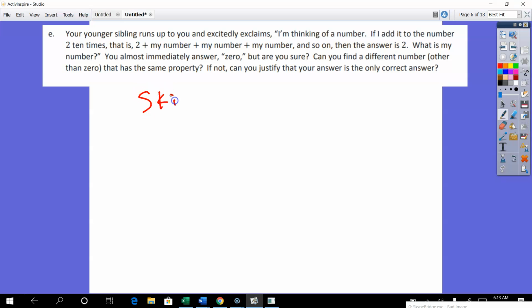Okay, so we're going to skip this. This is just showing that if you're adding 2 plus some number plus some number plus some number and so on, and your answer is still 2, the only number that it could possibly be is 0.